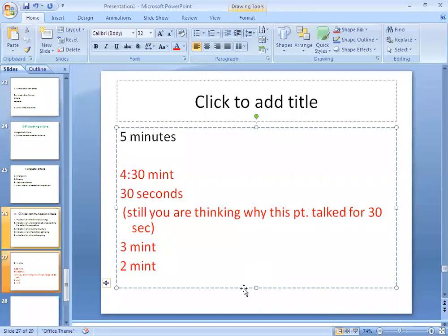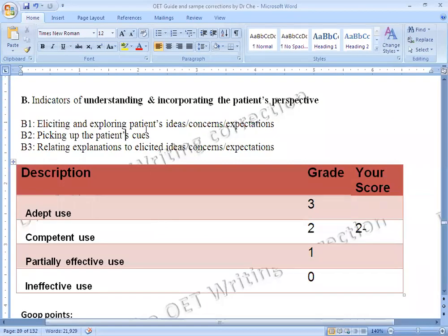What we should do is we should not talk a lot. This is the main issue of many students. They don't incorporate the patient in the conversation. There are different ways to incorporate the patient in the conversation. We cannot talk about all of these things in one go. So pick up patient cues, okay?